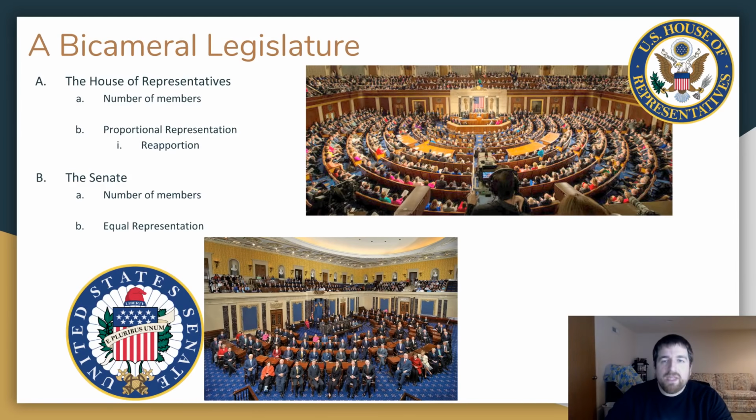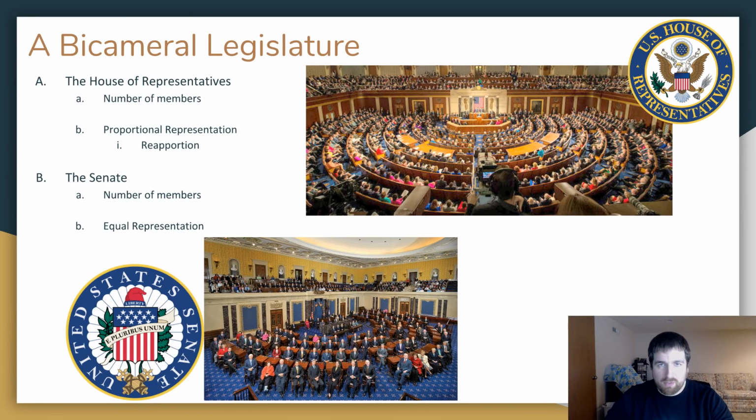Next is the Senate. Now, the Senate has 100 members, and in this chamber, representation is equal. Each state has 2 senators. Now, if you look at these pictures here at the top next to the House of Representatives, you can see what the House chamber looks like. Whereas at the bottom here, you can see a picture of what the Senate chamber looks like. And these are in opposite ends of the Capitol building in Washington, D.C. And you can see, obviously, the Senate chamber is much, much smaller than the House chamber.